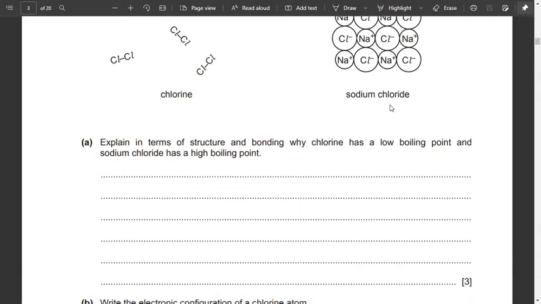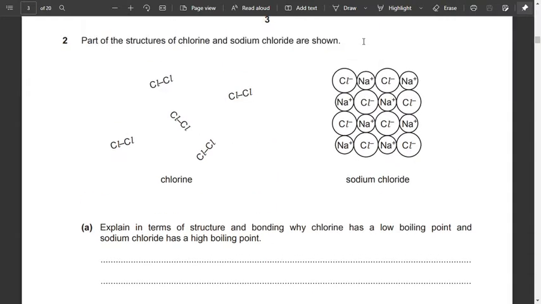First, let's see the marks. We have 3 marks. So I told you 2 reasons right now, and the third reason can be that sodium chloride has strong attractive forces between the ions. The forces between the ions are really strong.